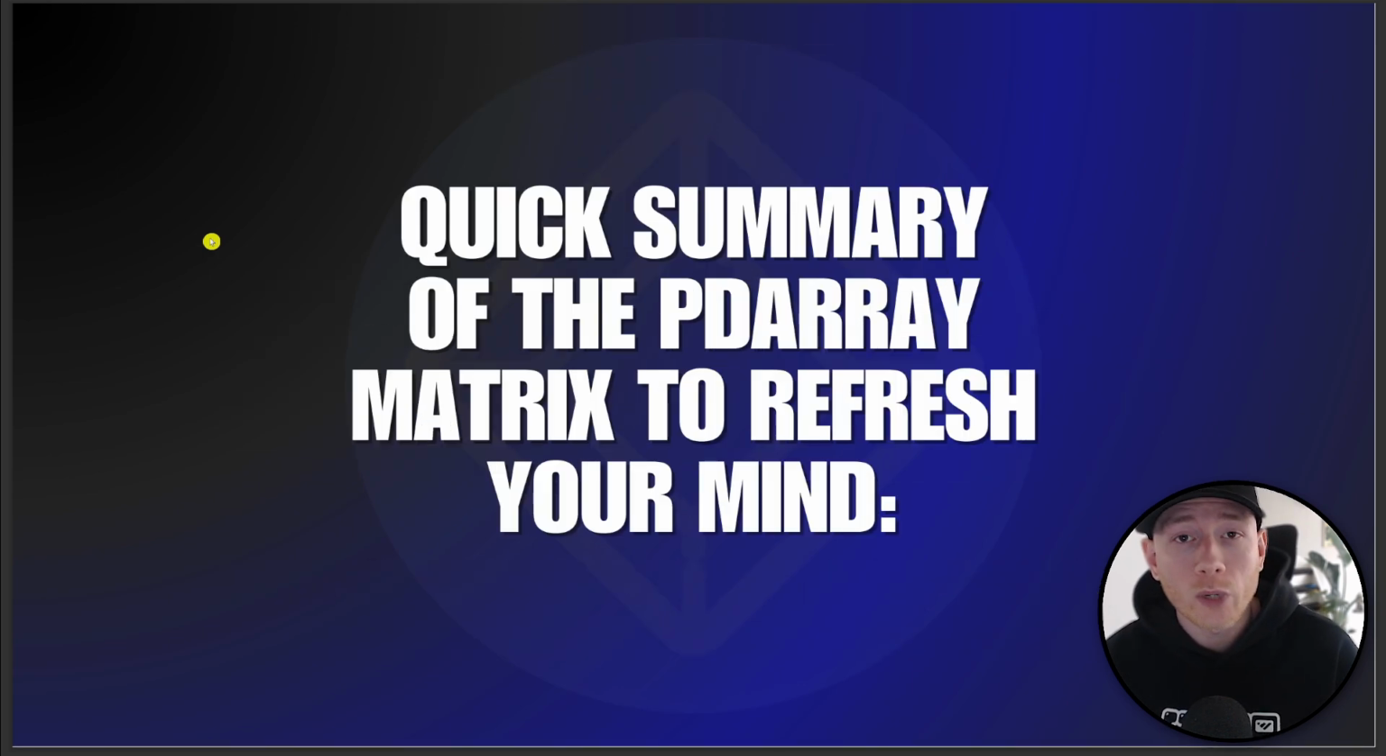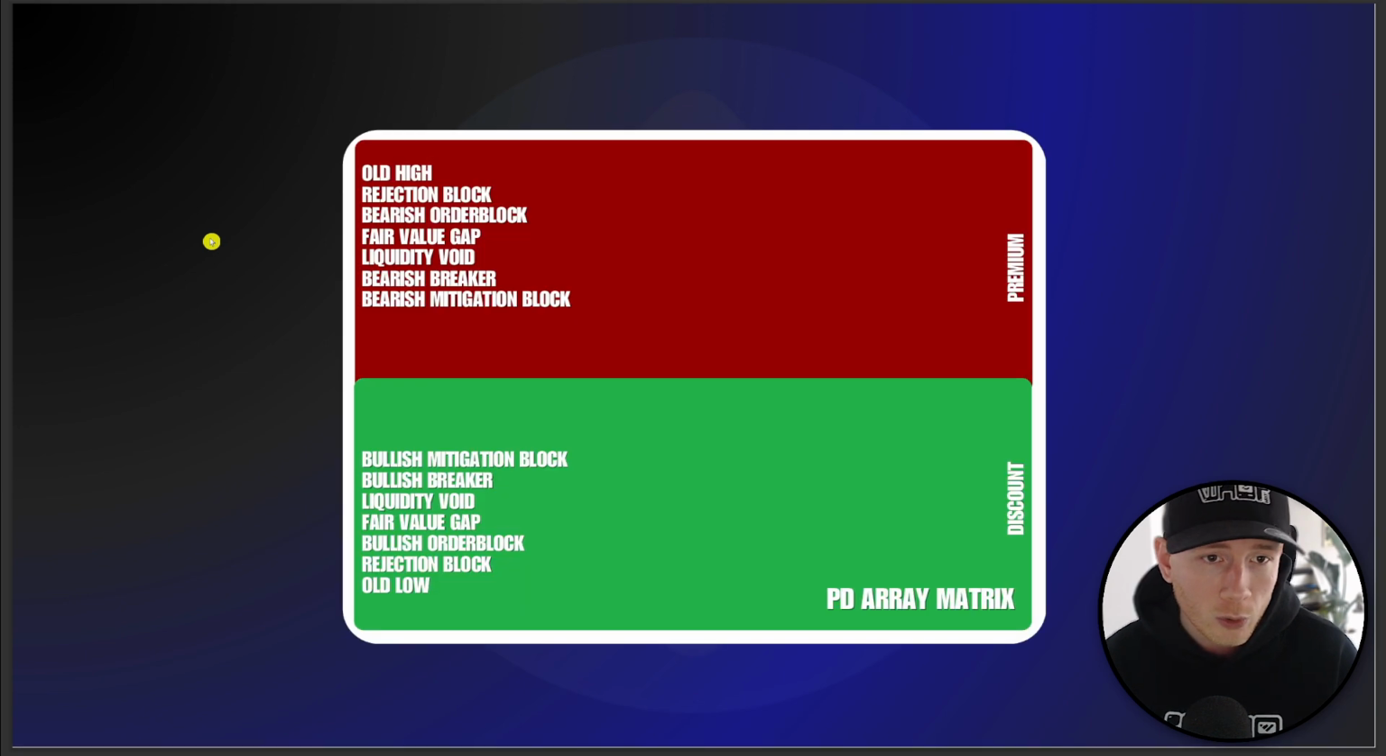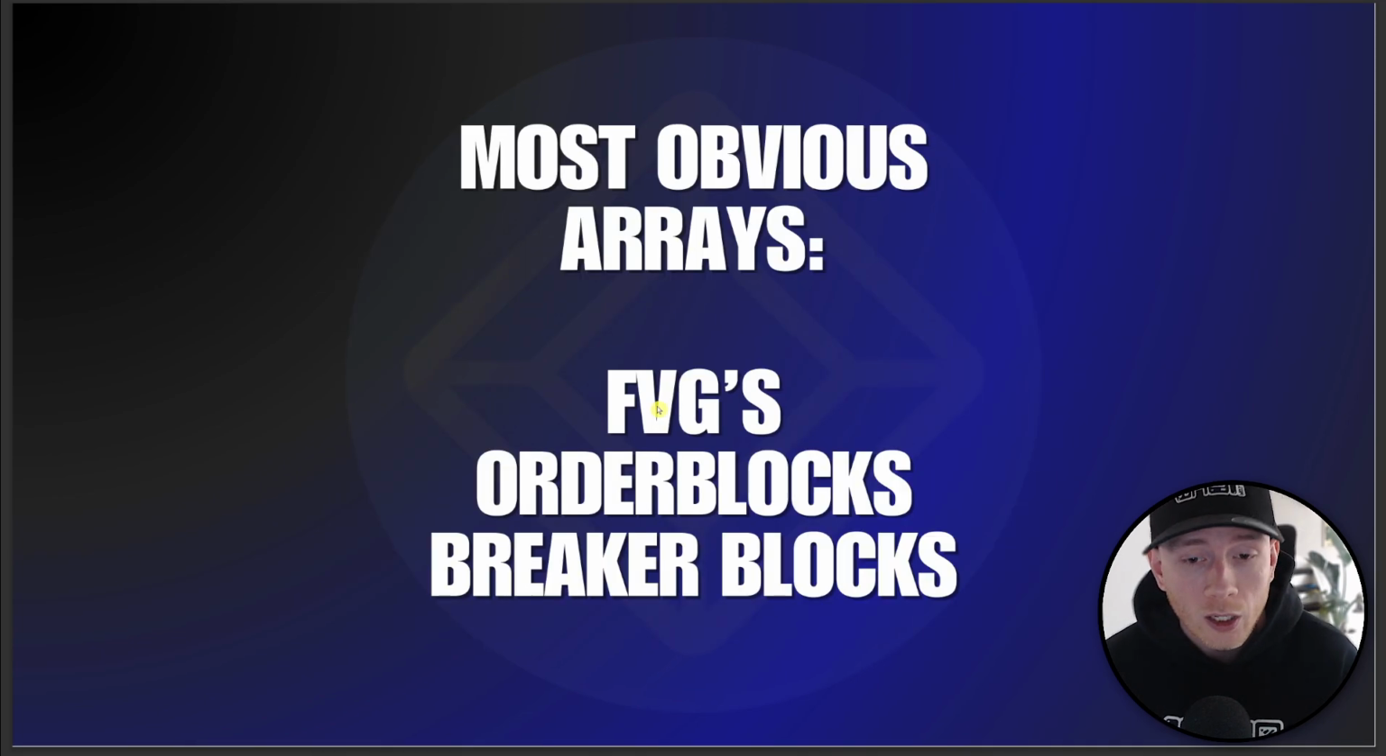Quick summary of the PD array matrix to refresh your mind. It's very important that you know these concepts, right? We have a nice premium and discount area. In that premium area, we have an old high rejection block, bearish order block, fair value gap, liquidity void, bearish breaker, and a bearish mitigation block, and vice versa for the bullish discount levels, right? So you should be aware or at least know what these mean. And we're going to be focusing on the most obvious arrays. In my own model, I typically only use fair value gaps and old highs and lows, but in this one, we're going to be covering fair value gaps, order blocks, and breaker blocks.